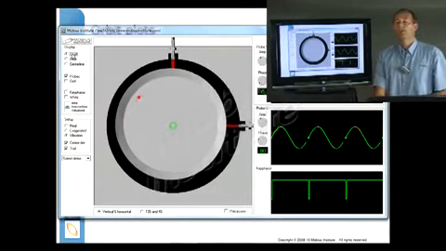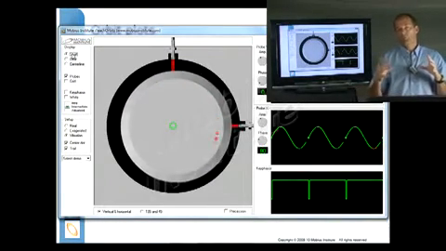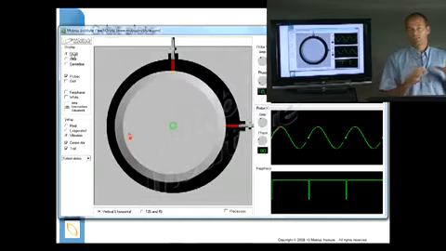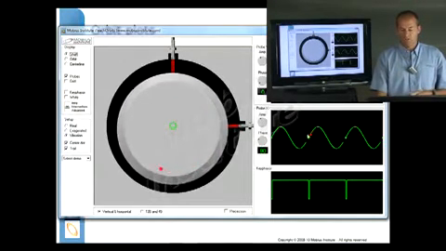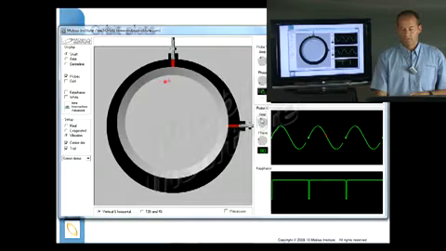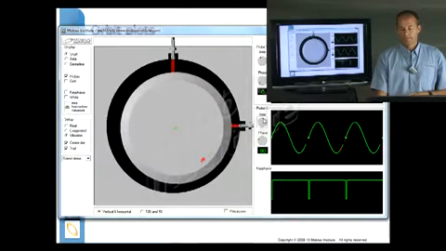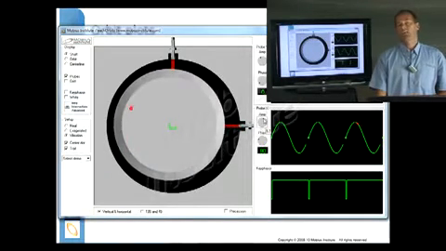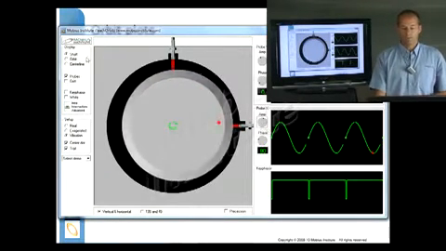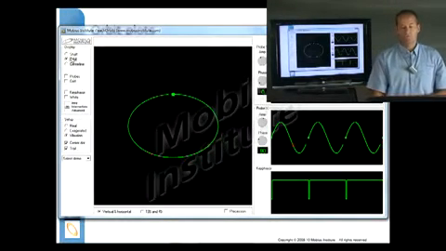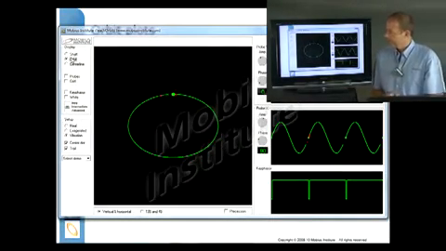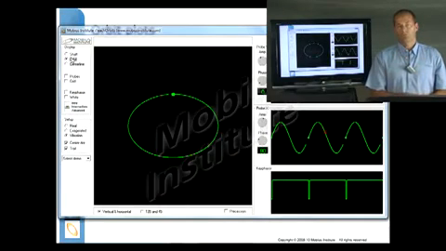Now, in reality, the shaft might be more likely to move from side to side than it is up and down. So let's just increase the voltage on this one. So now we're getting more side to side movements, and if we look at that as an orbit plot, we get this different shape.